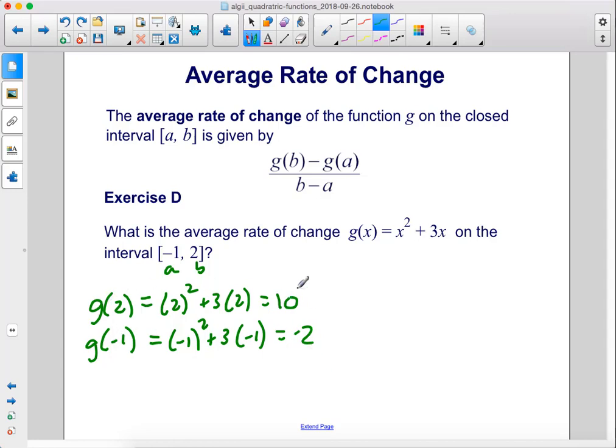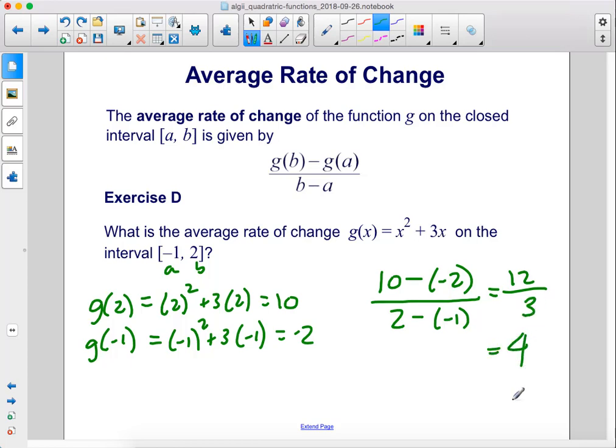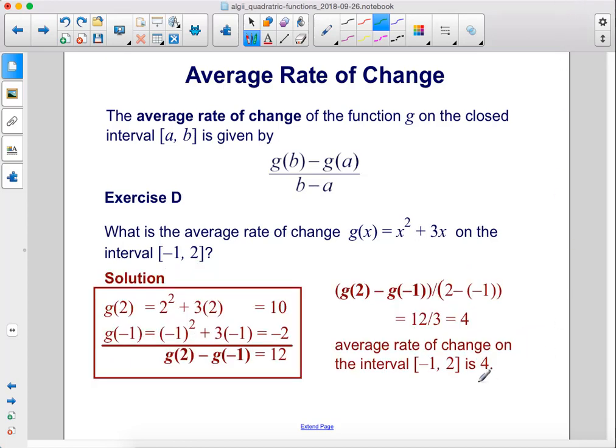Now that we have these values, we can use our equation. g of b, which is g of 2, is 10, minus g of a, which is -2, divided by b minus a, which is -1. So this is 12 divided by 3, which equals 4. And there we go.